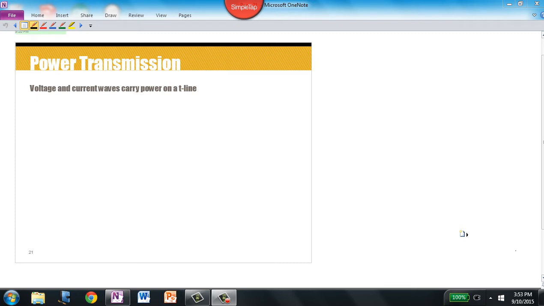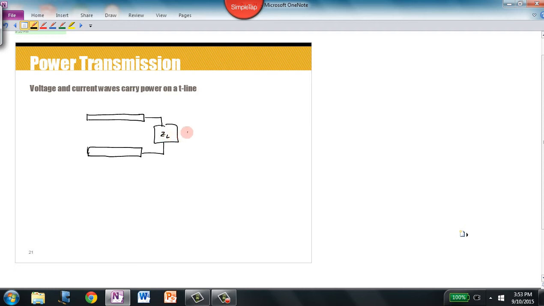To finish up our discussion on transmission line theory, I want to spend a couple minutes now talking about power transmission on a T-line. So to start with that, I'm just going to draw a transmission line. And we've got a T-line for which we've developed a pretty robust mathematical explanation now. And that transmission line is connected to a load, ZL.